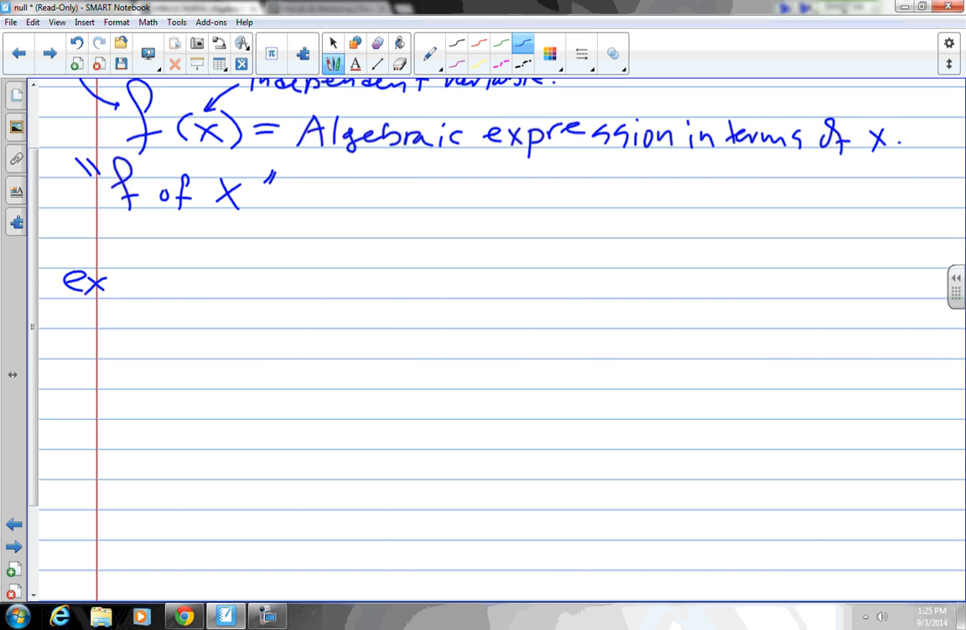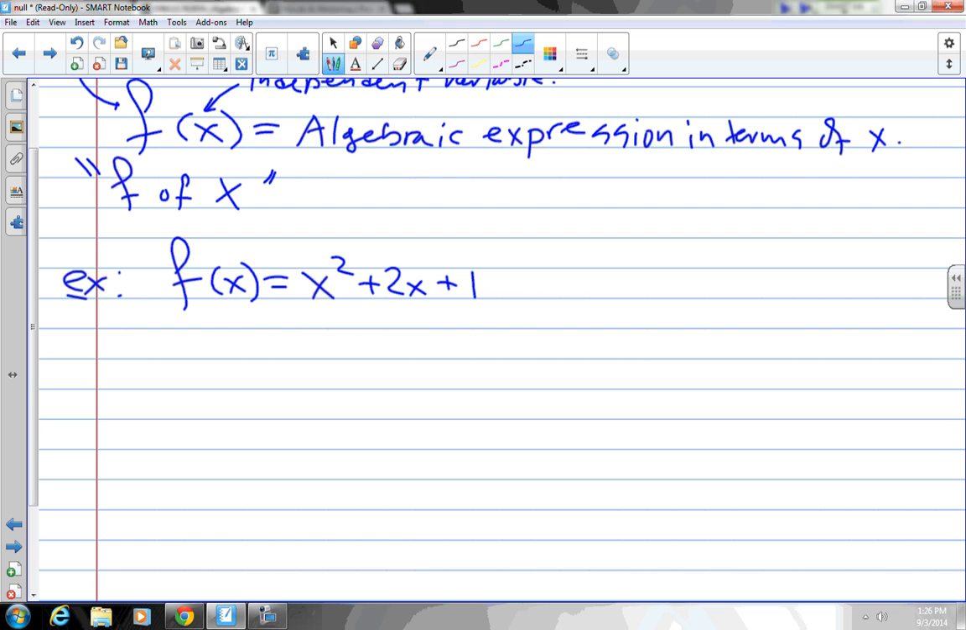So let's do an example. Let's say we have, the way this function notation works, f of x equals x squared plus 2x plus 1. Okay? So whatever you feed to that function, it will get squared, it will get doubled, and then 1 will get added to the whole thing.